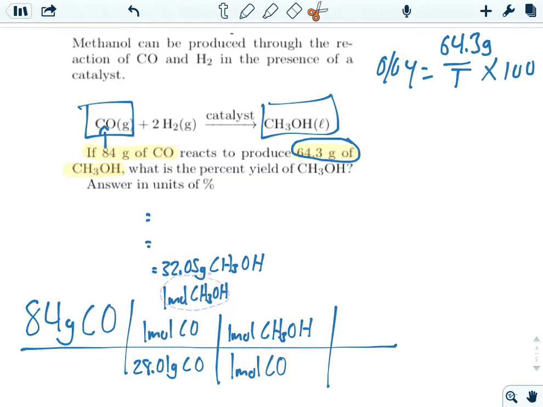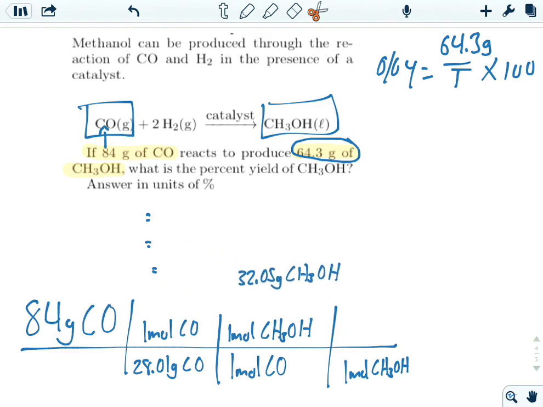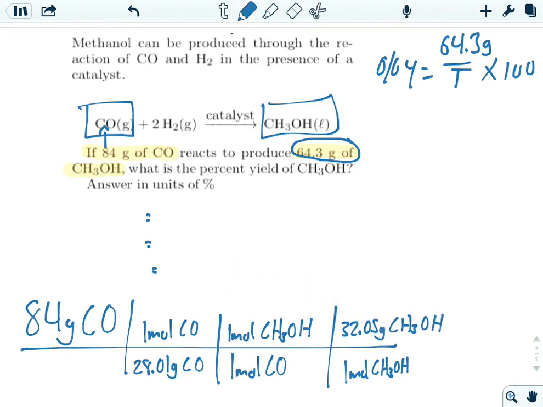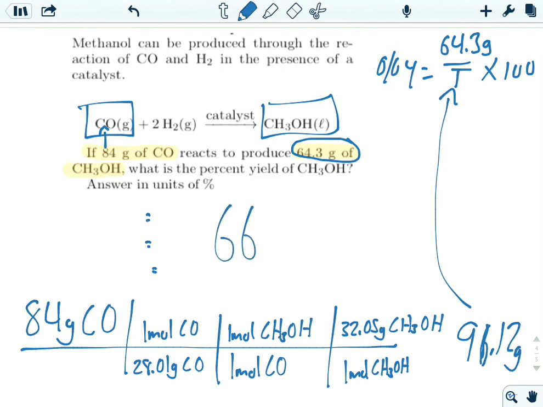until we get our desired unit on top, which was grams of methanol, which would give us a theoretical yield of right around 96.12 grams, and that's our theoretical yield. So that number would go right here, and so we would take our 64.3 divided by 96.12, multiply it by 100, and we would get a percent yield of 66.9%.